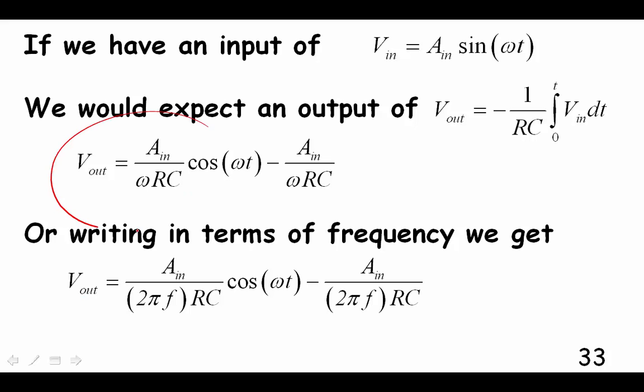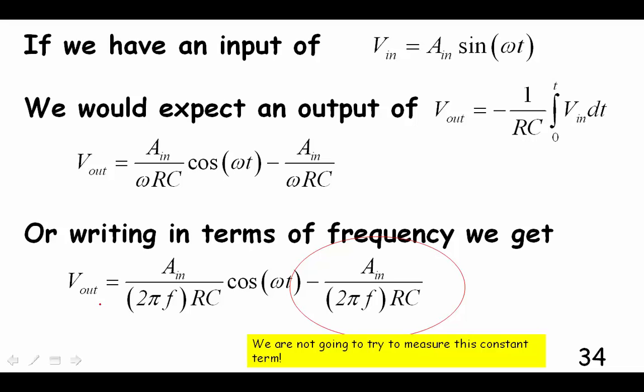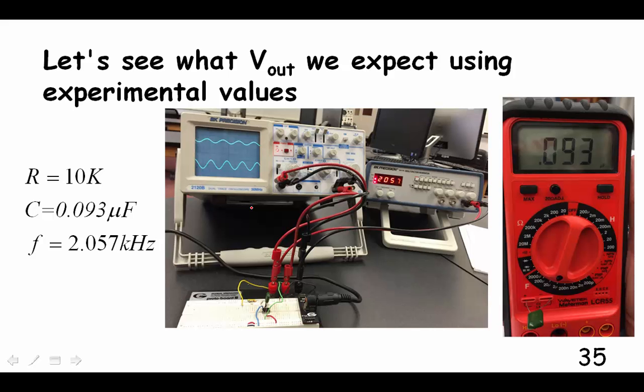We can write this equation in terms of frequency. I'm not going to worry about that one, but I'm going to change that to frequency because that's what we're observing on the frequency generator. So 2 pi f is omega. We're just going to forget about that, as I said. And let's see what output we would expect using the experimental values that we've chosen.